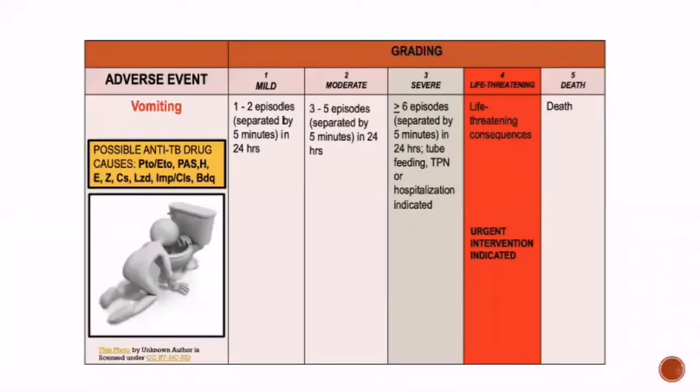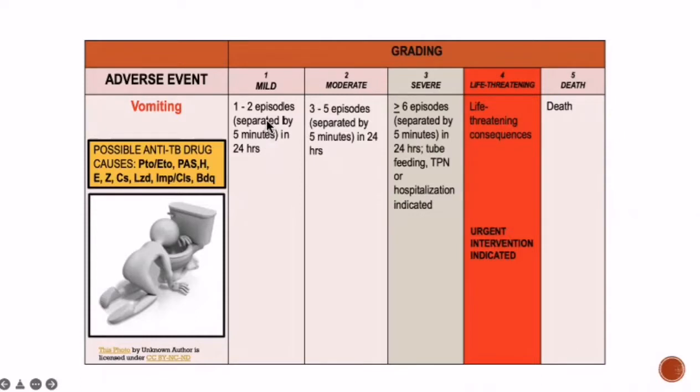Persistent nausea and vomiting is usually caused by PTO, PAS or para-aminosalicylic acid, your isoniazid, ethambutol, pyrazinamide, cycloserine, linezolid, imipenem or cilastatin, and bedaquiline or BDQ.